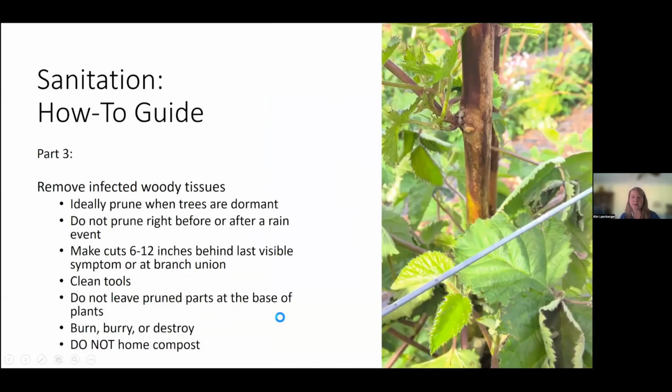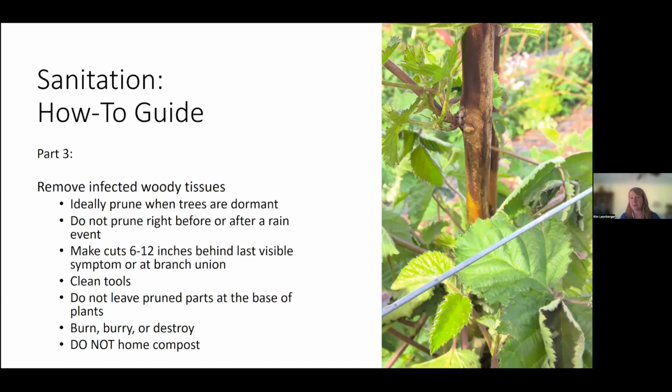So the next and final part of sanitation is the third part. And this one is a little more complicated, but this is where we have woody tissues that are infected. So branches of trees or canes on some of our brambles, or even woody tissues in our blueberries. So when we identify that there is a problem and we've confirmed that this is a disease issue and we know we need to take it out, how do we do that?